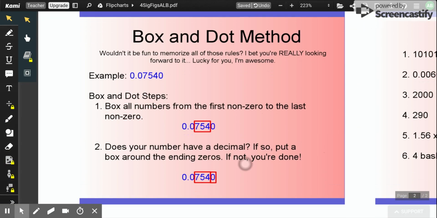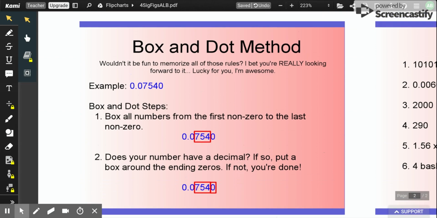All right. If you don't want to memorize all of these nonsensical rules, then what you can do is called the box and dot method. It's fabulous. First thing you do is start making a box around the number, starting at the first number that's not a 0. So here, my number is 0.007540. My first number is 7, and then you end your box at the last number that's not a 0, a 4. The other question you have to ask yourself is, does it have a decimal point? Because if it does, that 0 at the end is significant.